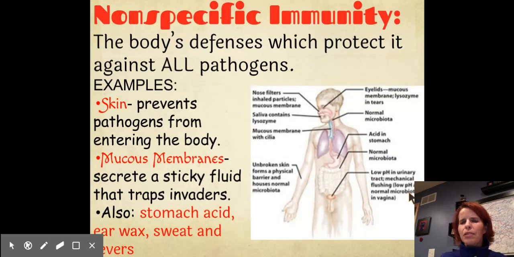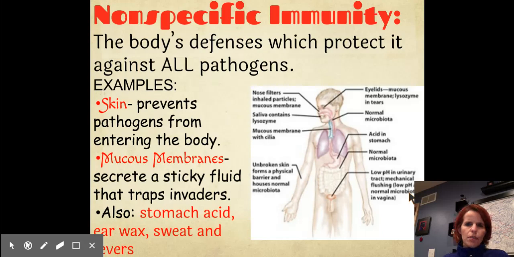All right, now let's talk about what's called your first line of defense, or your non-specific immunities. These are things you kind of learned about in elementary school. For example, you know that your skin protects you from everything. And when you get a boo-boo, like you did when you were in kindergarten, you have to clean it out so that bacteria and other things don't get into your body. So non-specific immunity refers to the body's defenses which protect it against all pathogens.